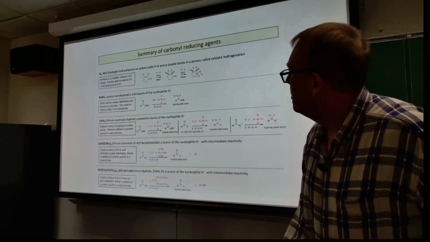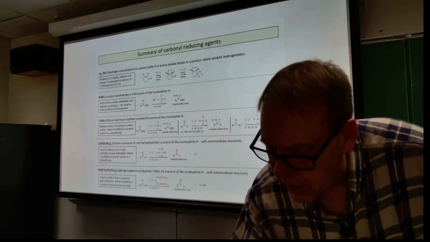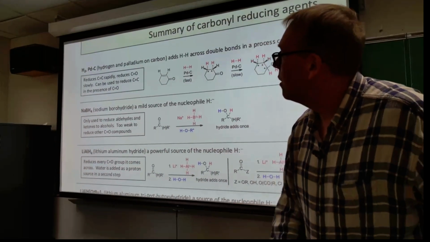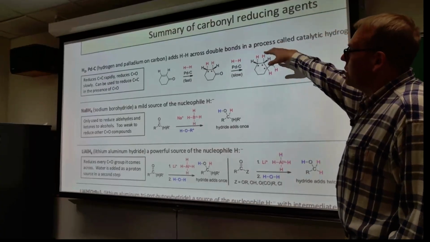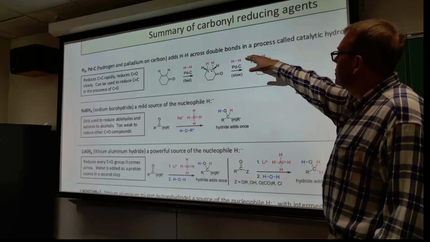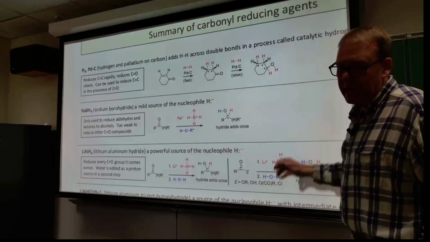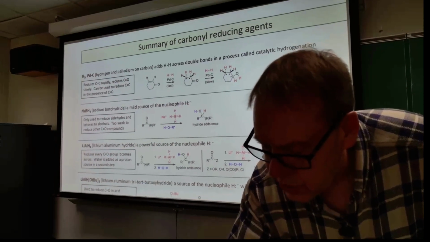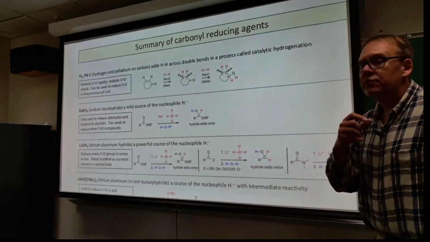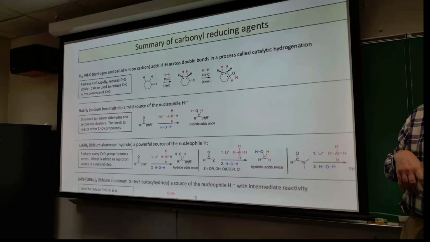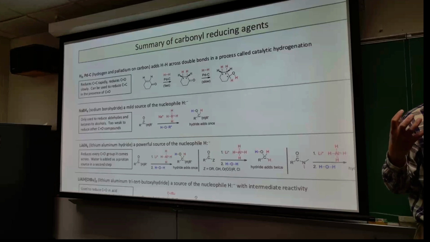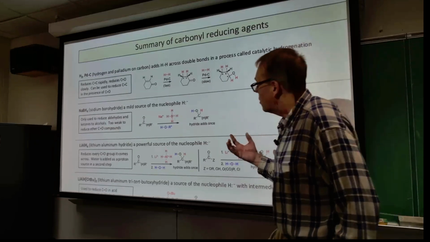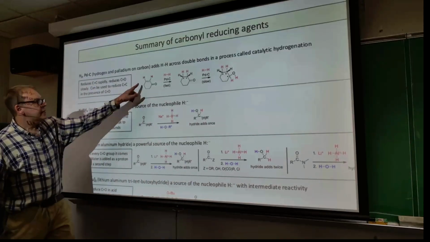So we're going to talk about them one by one here, and the first one we're going to start with is this top one, which is hydrogen, palladium on carbon. It adds hydrogen across double bonds in a process called catalytic hydrogenation. We looked at this in chapter 12 when we were looking at reduction reactions. So we learned about how carbon-carbon double bonds will react with hydrogen and palladium on carbon, and you can add hydrogen across carbon-carbon double bonds. And that's what's happening in this step.